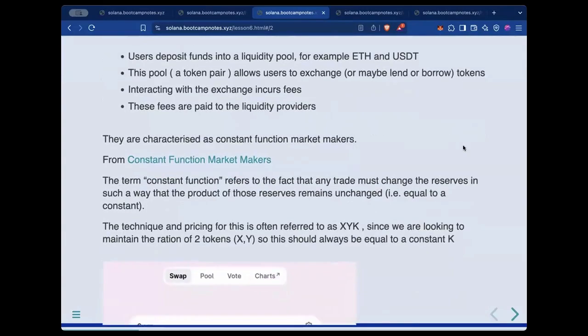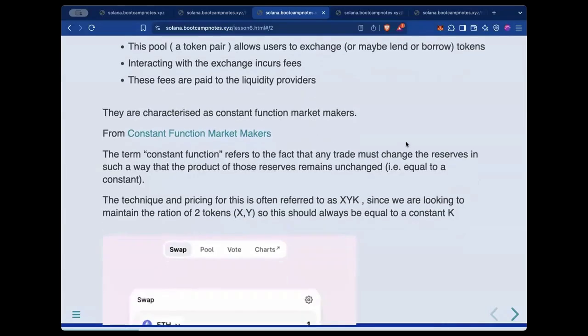Now, the way that the DEX knows how to provide a price for the tokens that you are swapping is because of constant function market makers. So when you are doing a swap, there is an automatic market being provided for you. The liquidity is being provided for you. And the way that this is done is that they have a constant function that is used to work out the price that you should be paying when you're doing the swap.